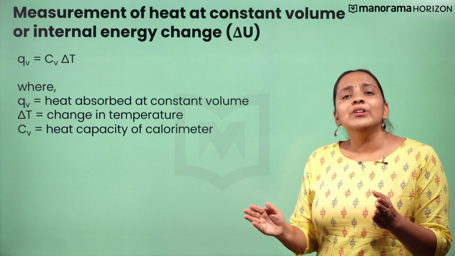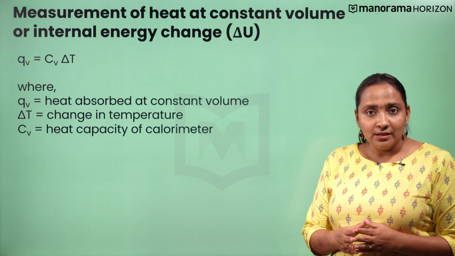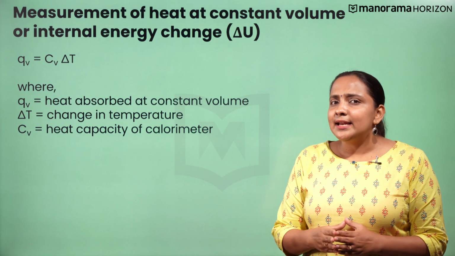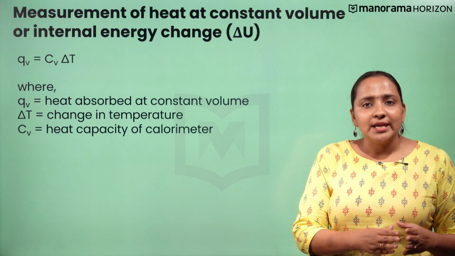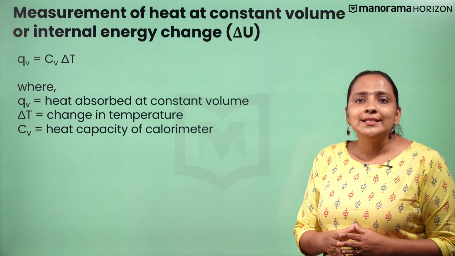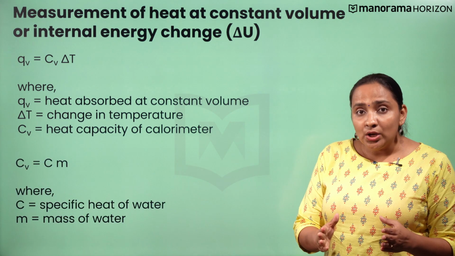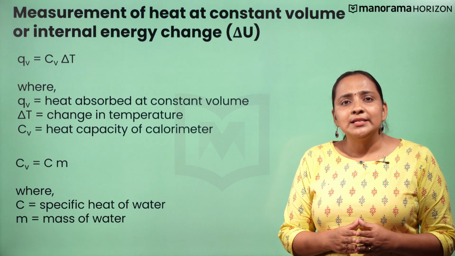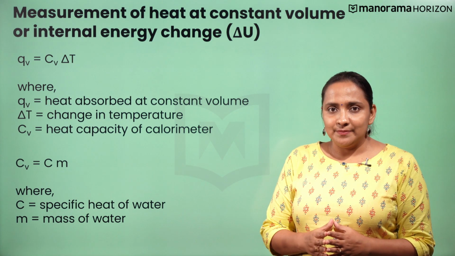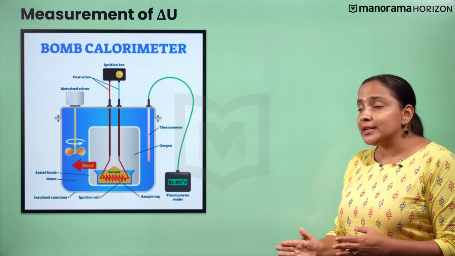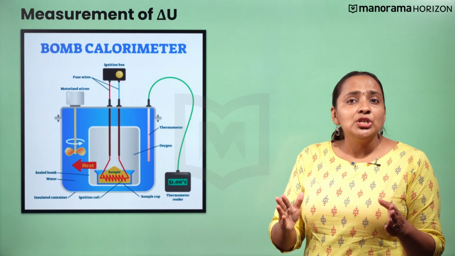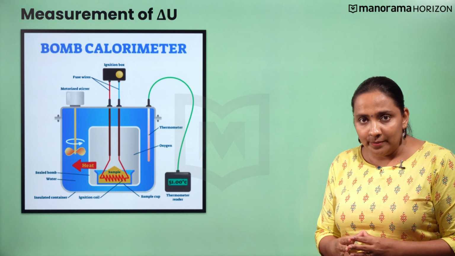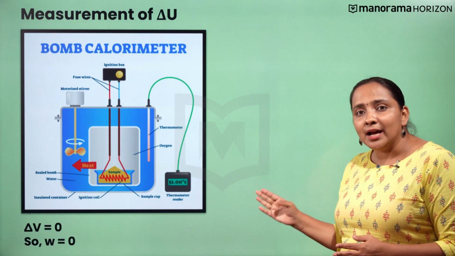Now tell me, how will you measure the heat capacity of a calorimeter? Well, you have to measure it experimentally. You have to separately ignite a known amount of sample whose heat of combustion is already known in the same calorimeter. And by the equation CV is equal to C into M, the heat capacity of the calorimeter is determined. Note, here the calorimeter is sealed. Hence, the energy change measured would be at constant volume. As the combustion is at constant volume, here no work would be done.